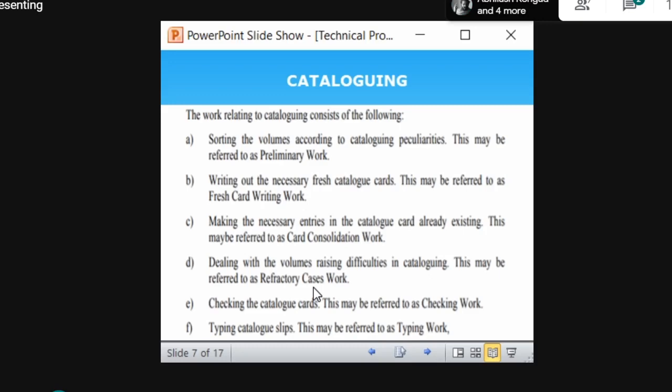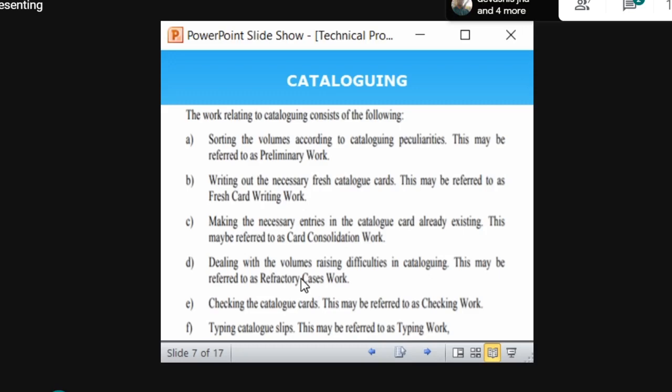Now they will make the necessary entries in the catalog cards which already exist. Sometimes there will be similar books. If you are providing a cross reference, when you add new books, they will add some new entries to the existing entry cards. This work is called card consolidation work. See how many works they carry out in the manual section. And dealing with volumes that raise difficulties in cataloging is referred to as refractory cases work. Some volumes you might find difficult to catalog, so they will sort out these volumes, and doing that is called refractory cases work.